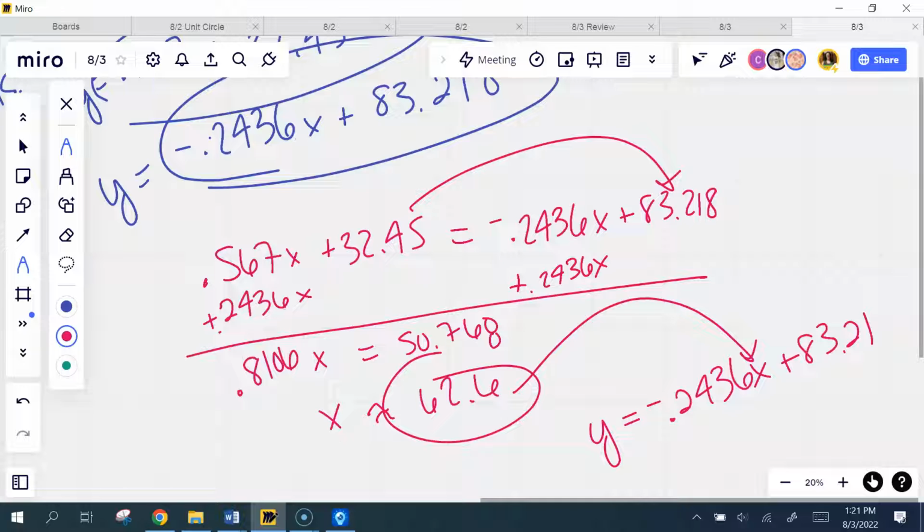Let's see. Yes, yes. That percentage, so 63 years later, they will both have the same percentage, and that percentage will be 68%.